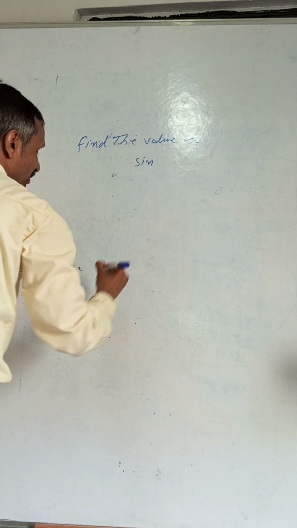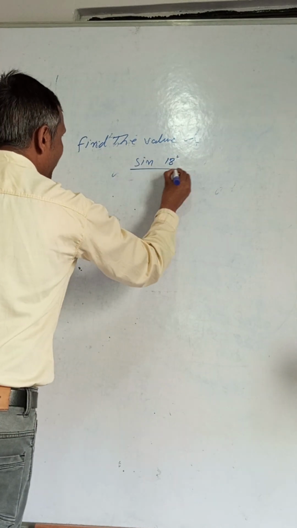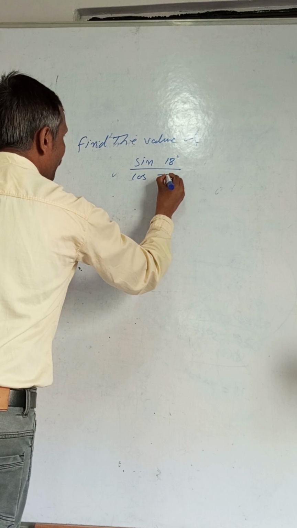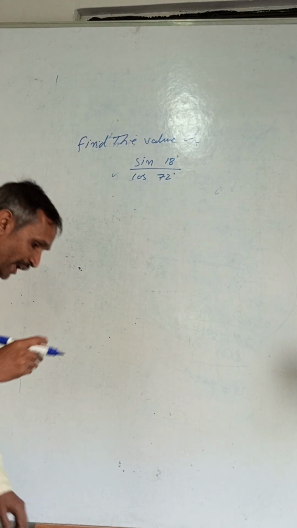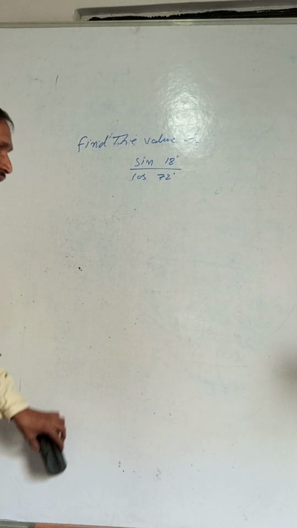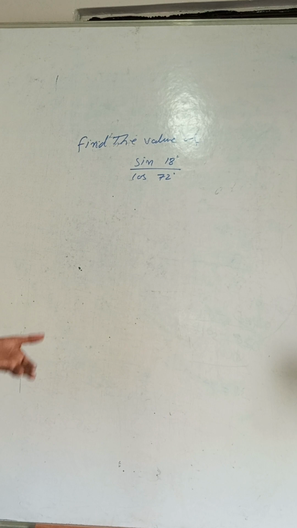Next question. Find the value of sine 18 degree by cos 72 degree. What will be the value of this? These are complementary angles. 72 plus 18 is equal to 90. So we come to know these are complementary angles to each other. So what is the rule for that?